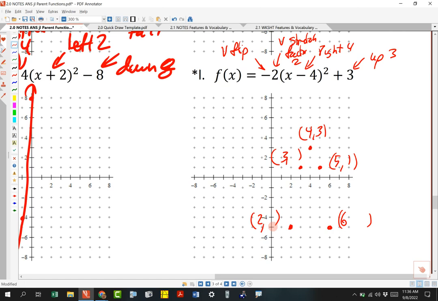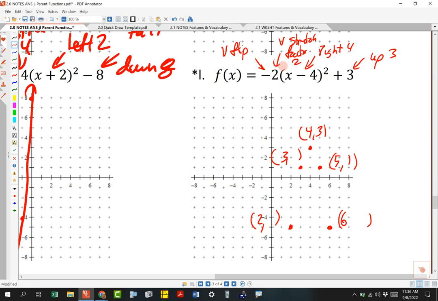I went through and I said what each thing does. This moves it up 3. This moves it to the right 4. This is a vertical stretch by a factor of 2, and that's a flip. If I wanted to say vertical stretch and flip by a factor of -2 or something like that, that would be okay. You could combine the two of those together, and this is what it looks like. Now, I haven't drawn it yet. I want to point something out.